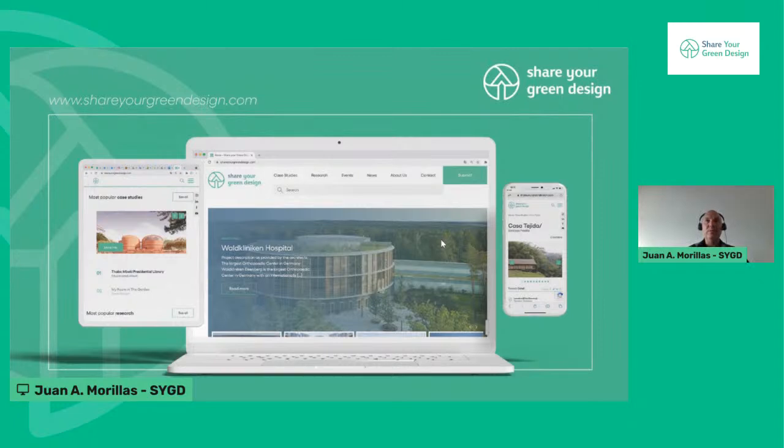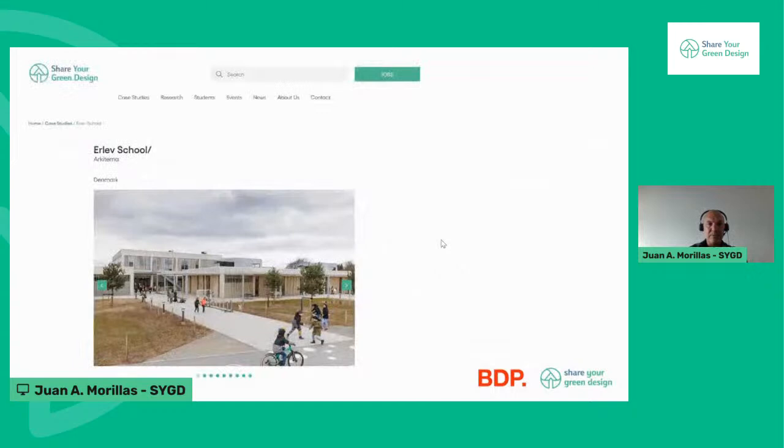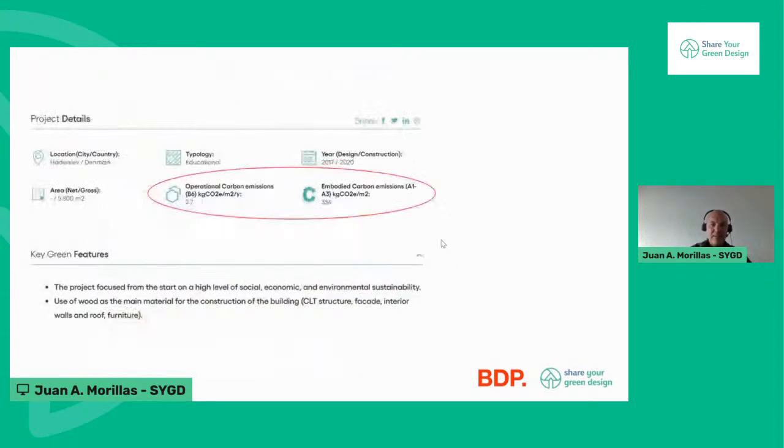The main idea was that we need to share sustainable projects, but we also need to share data, because to judge whether a building is sustainable or not, data helps a lot. Otherwise we would just be making claims that no one can verify. So if we go to this one, for example, that's just a school in Denmark, and they sent us the embodied carbon. On the bottom right corner, it's 354 kilos of CO2 per square meter, much lower than the figure we talked about earlier.